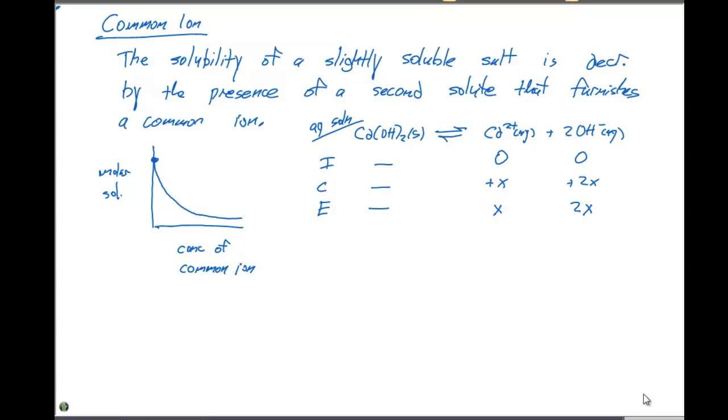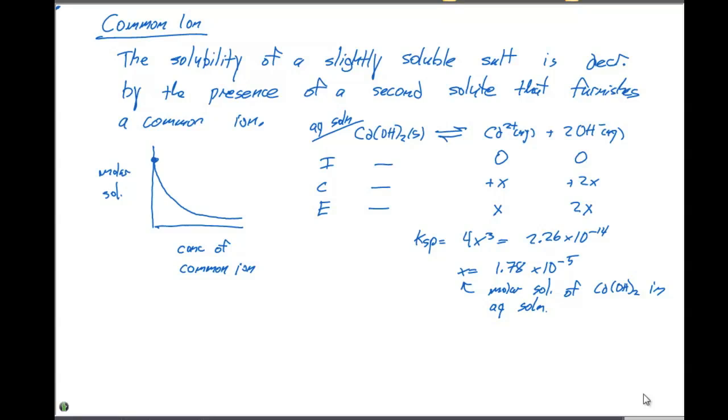If we wanted to figure out the molar solubility, because that's what's plotted on the left-hand side, the Ksp should be equal to 4x to the third. The Ksp for cadmium hydroxide is 2.26 times 10 to the minus 14. We can then calculate x to be 1.78 times 10 to the minus 5. This x value is the molar solubility of cadmium hydroxide in aqueous solution. So this is going to be our benchmark. We have a particular amount of cadmium hydroxide that is going to dissolve. To illustrate this common ion effect, we need to figure out what happens to this solubility when you add a common ion.